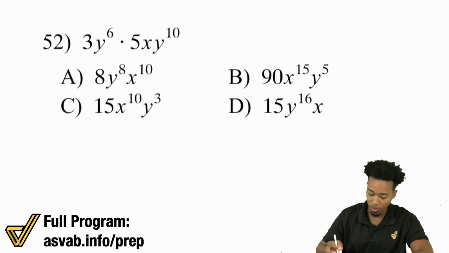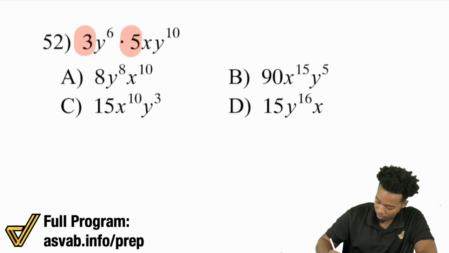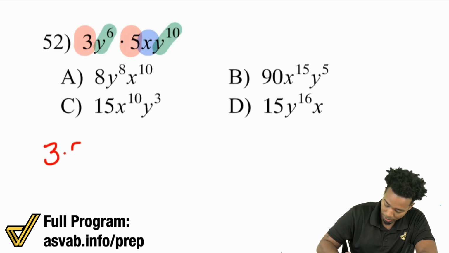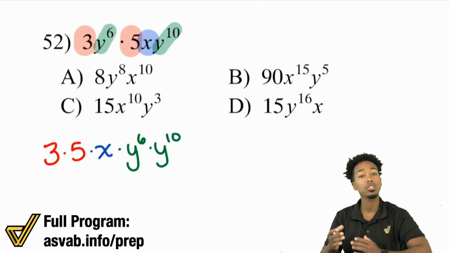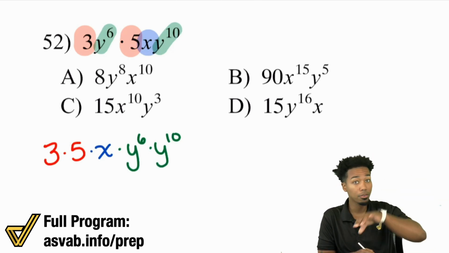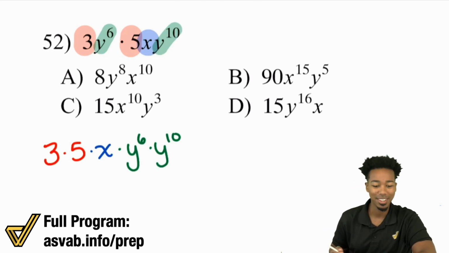If you need to see it rearranged, look, you have your regular numbers in red, I'll have my x in blue, and my y is in green. And so the way that I would rewrite this, my math party people, is 3 times 5 times x times y to the power of 6 times y to the power of 10. If you wanted to rearrange it to see it in that way, remember, 1 times 2 times 3, you can multiply the 3 first before the 2. It doesn't matter, you're still going to get the same answer. And so boom, you can get that done right there.